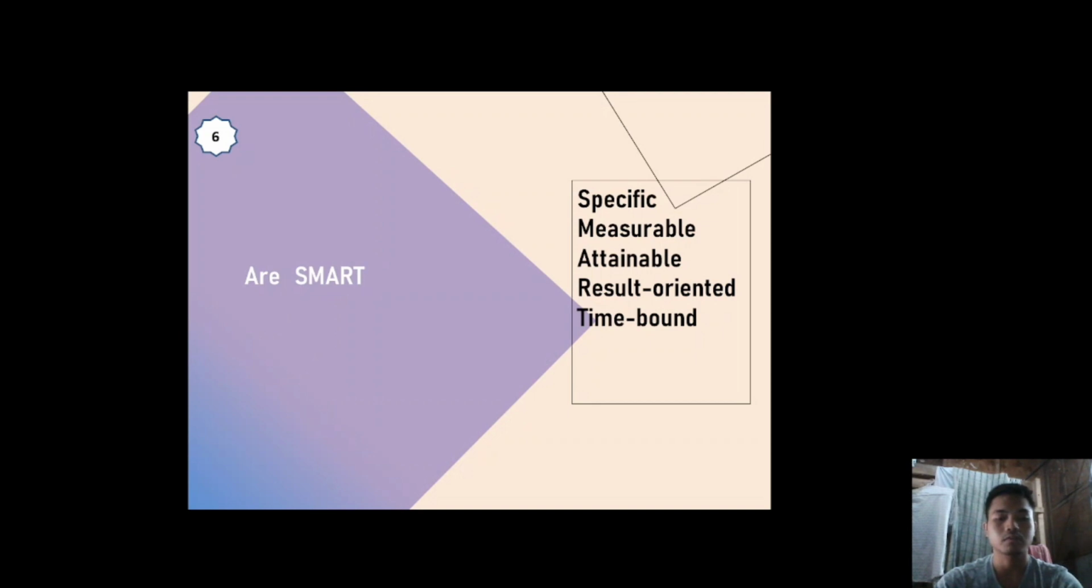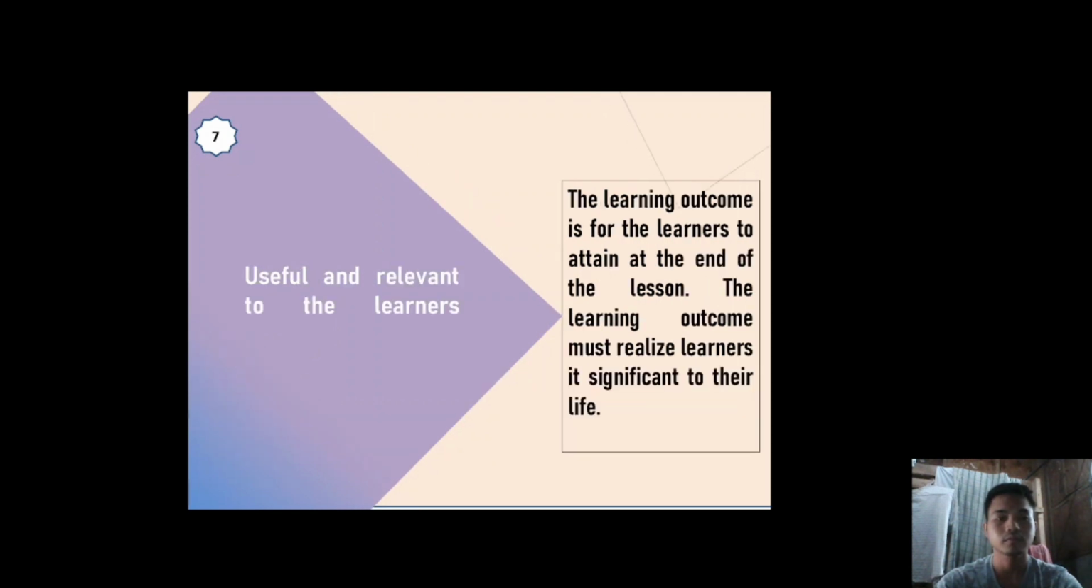result or impact it can be given to the students, or the alignment to instructional method and assessment. T is the limit or period of time to capture the learning outcomes. 7. The last characteristic of a good learning outcome is useful and relevant to the learners.